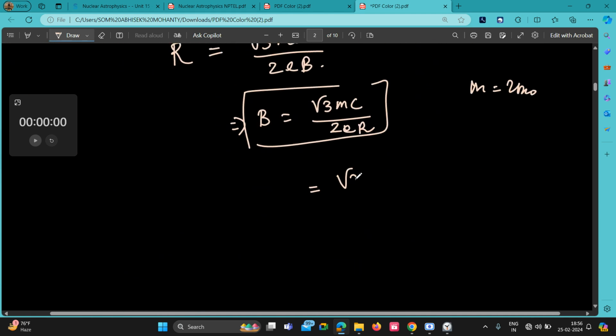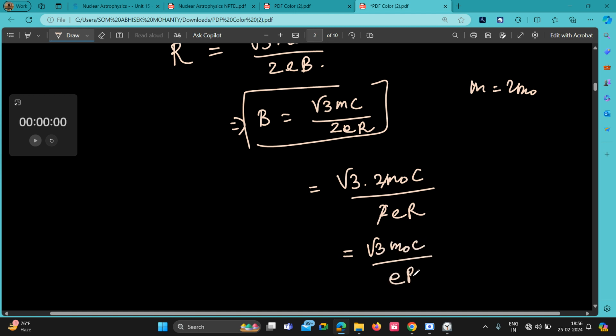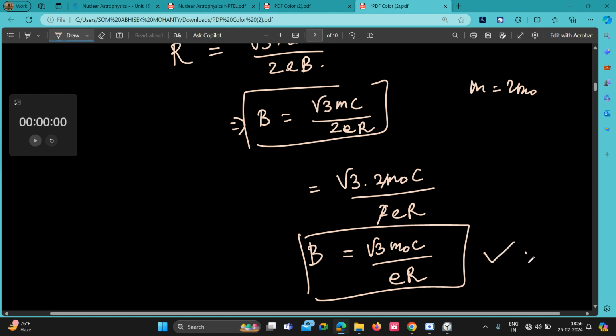So B is equal to root 3 into 2m naught c divided by 2eR. 2 cancels out. So root 3 m naught c divided by eR. So this is the B. Is it alright? Okay, and I hope you are clear about it. Next question I will write.